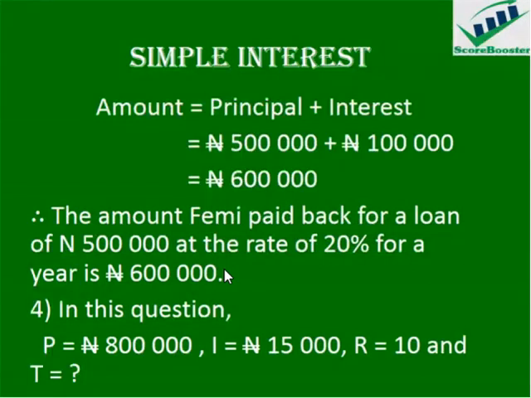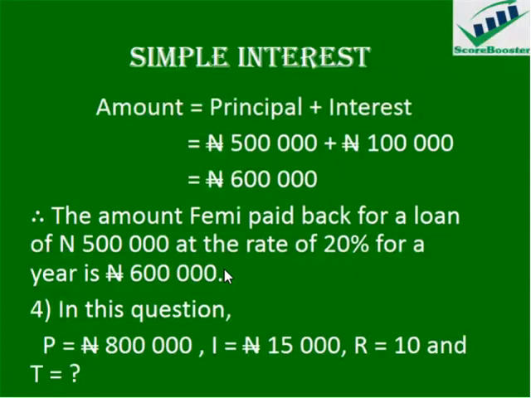The money he invested originally was 800,000 naira, but we don't know the length of time he invested that money. In this question, we're not given it, but we were told that after he invested the 800,000 naira for a particular period, he had an interest of 15,000 naira, and he invested at a rate of 10% per annum.